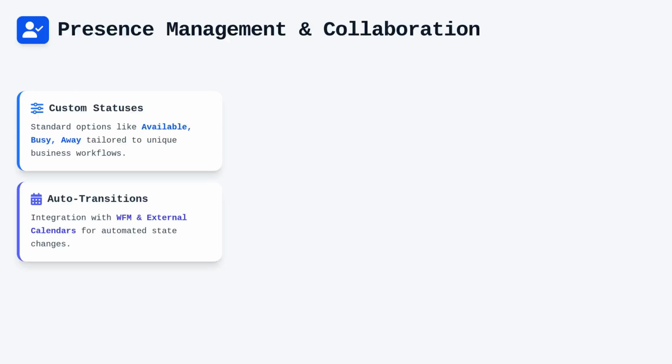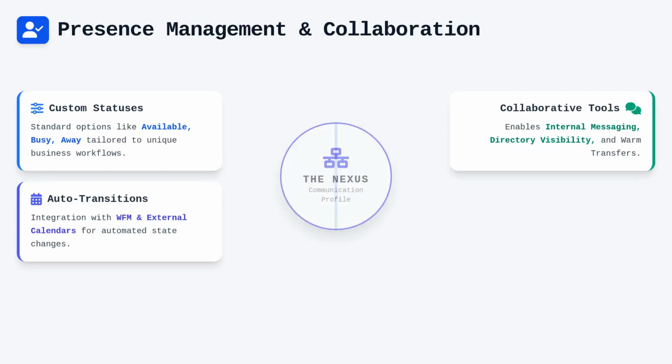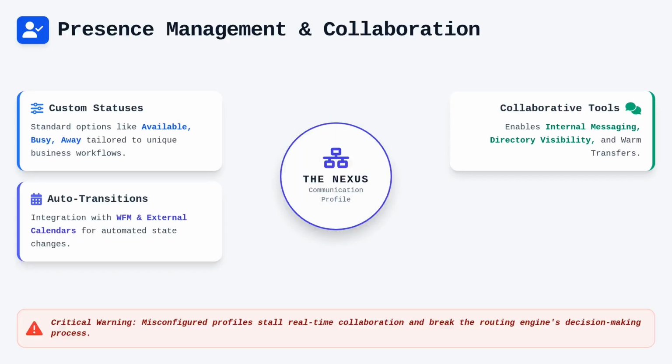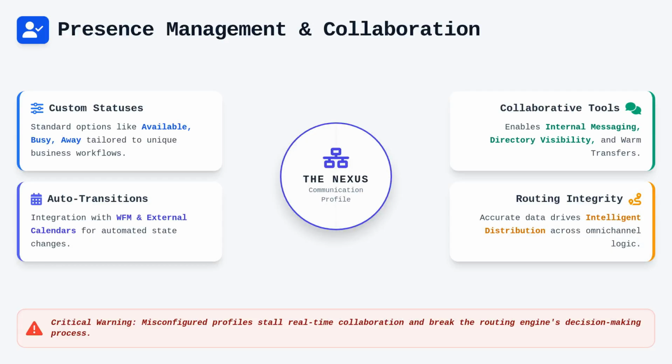Furthermore, the internal communication profile serves as the nexus for user collaboration, enabling features like internal messaging and directory visibility within the platform. If these profiles are misconfigured, agents may find themselves unable to participate in warm transfers or group chats, effectively stalling the collaborative processes that rely on immediate, real-time availability. Ensuring that these statuses are correctly mapped across the organization is vital to maintain the integrity of the omni-channel routing logic, which relies on accurate agent state data to make intelligent distribution decisions.